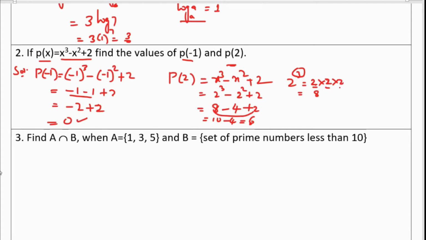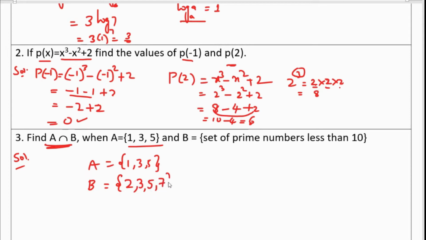Moving on to the third question, find A intersection B. A is given as 1, 3, 5 and B is given as the set of prime numbers less than 10. We all know the prime numbers less than 10 are 2, 3, 5 and 7. So A intersection B is the common elements in A and B, which is nothing but 3 and 5.